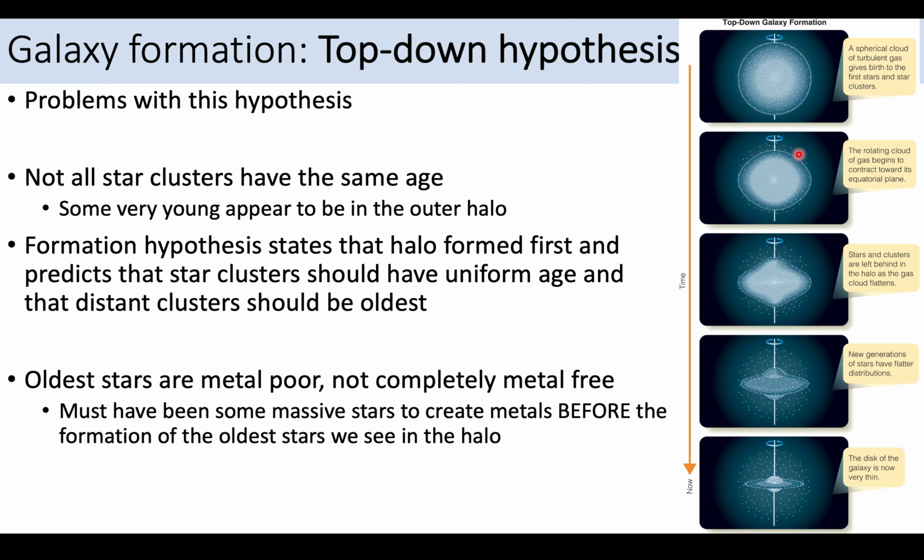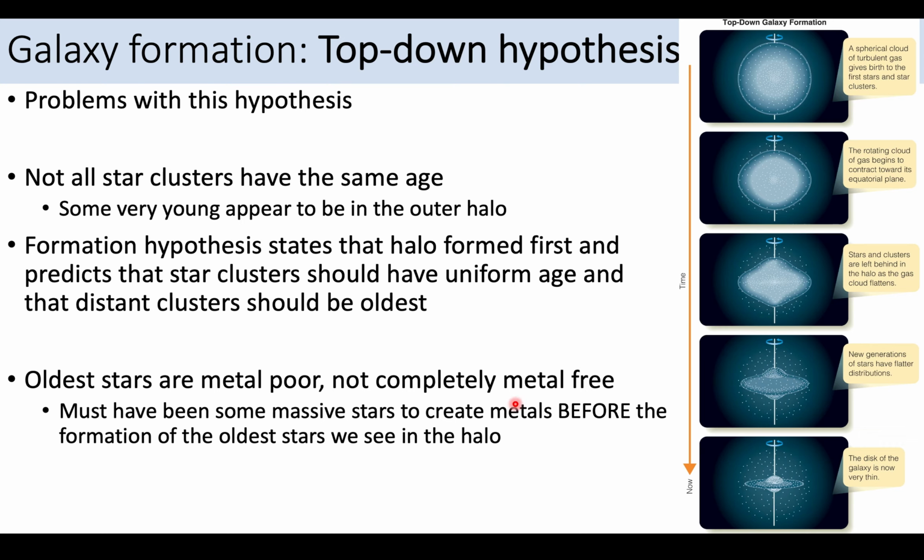So how could there be younger star clusters out here when the only star formation is occurring in the disk? That is not explained by this hypothesis. This hypothesis states that really the distant star clusters in the furthest pieces of the halo would be the oldest.